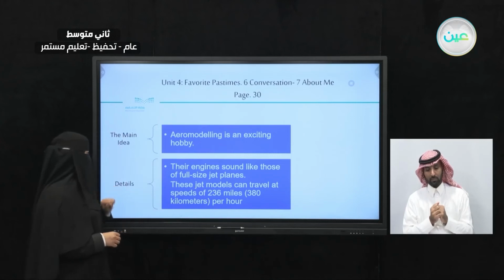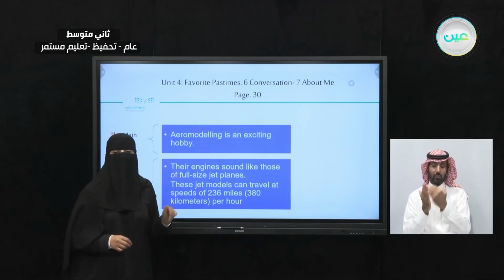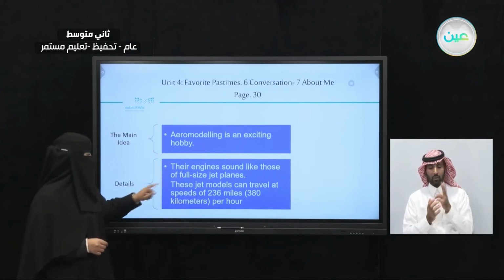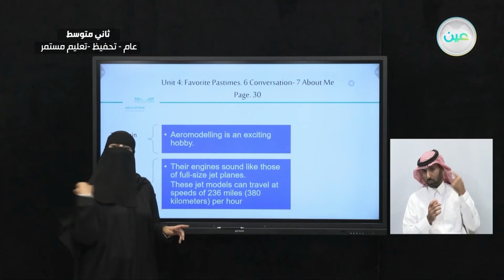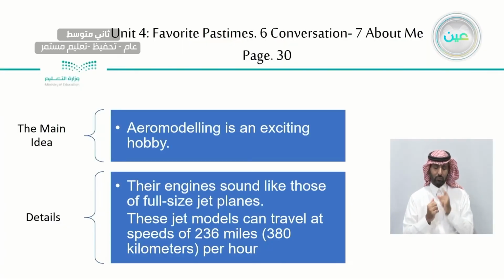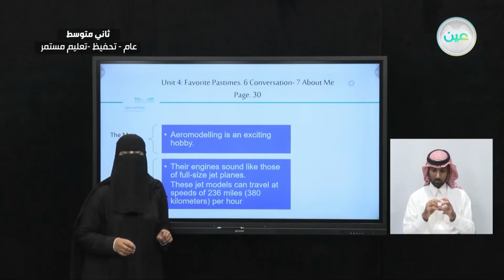Now, what about details? I wrote here 2 details, but the text is full of details about air modeling. Like this one here: their engines sound like those of full-size jet planes. This is not the main idea. This is just a detail about air modeling. These jet models can travel at speed of 236 miles, which is 380 kilometers per hour. This is not the main idea of the text. This is just a detail about the text.